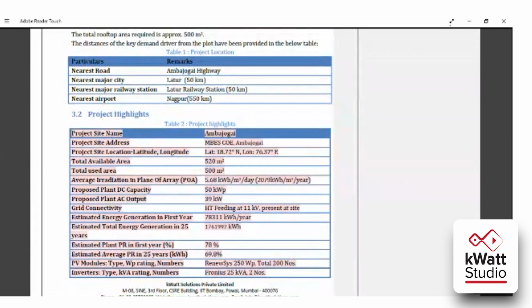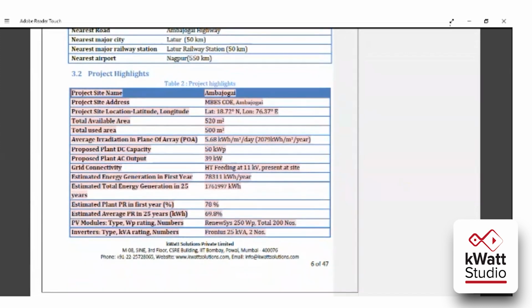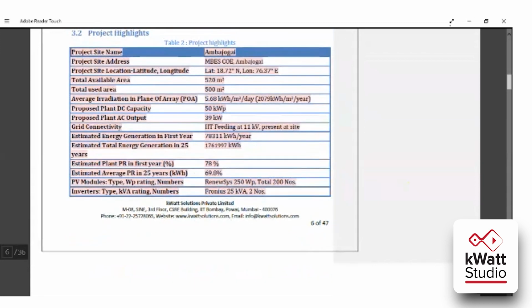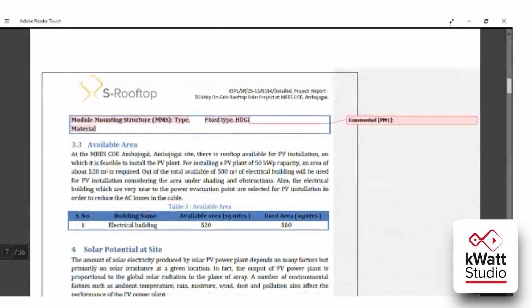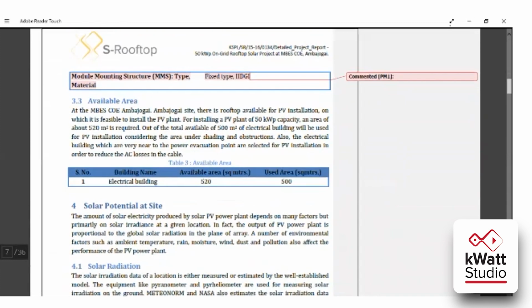So this was the project highlight: some location information, the peak sunshine hour information, some performance ratio information, and the module used. This performance ratio you will get from the PVSYST simulation software. To get this 78% figure, you have to use PVSYST software, which is industry standard software, very popular for solar system simulation.